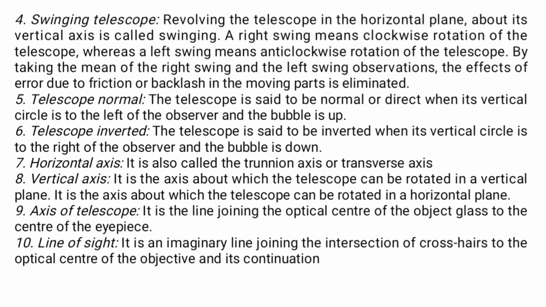Axis of telescope. It is the line joining the optical center of the object glass to the center of the eyepiece. Line of sight. It is an imaginary line joining the intersection of the crosshairs to the optical center of the object glass.